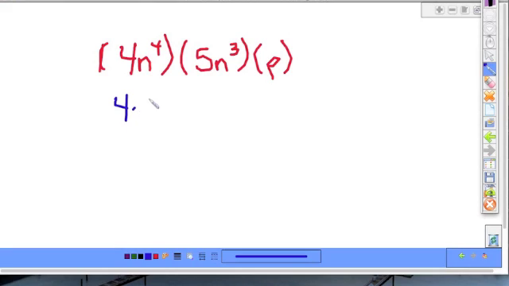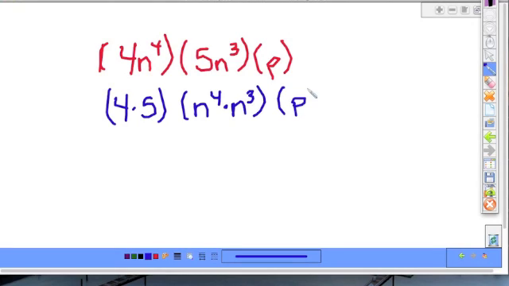So we have 4 times 5 in one set of parentheses. Now I'm going to combine my n's. I have n to the 4th times n to the 3rd. Combine those, and notice the p is just by himself. You can't do anything with him. So, just like the last problems, we're going to do 4 times 5 is going to give me 20. Okay, we add those together, that's going to give me 7, and the p just falls down. Okay? Alright, that is how you solve those problems.